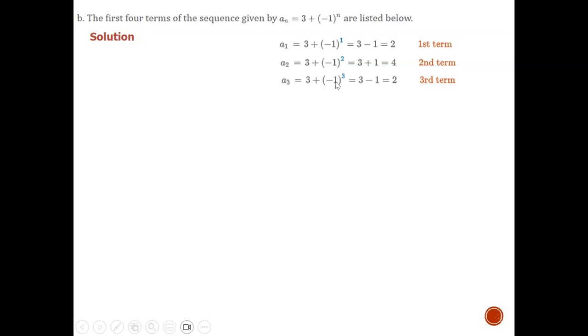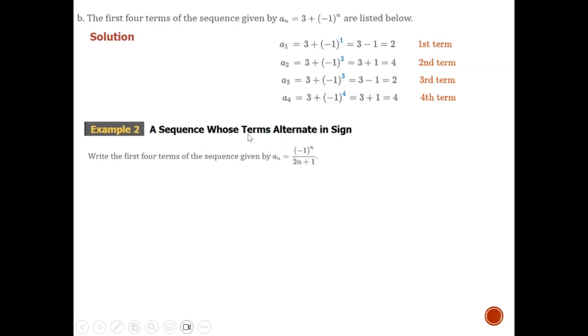a3 will be 3 plus (-1) cubed. When negative 1 is cubed, it's negative 1. So this becomes 3 minus 1, which is equal to 2. And a4 will be 3 plus (-1) to the fourth power. Negative 1 to the fourth power is equal to 1. So 3 plus 1 is equal to 4. If you notice, this keeps alternating: 2, 4, 2, 4, and eventually that's the pattern. For every odd term, it's going to be 2. When it's even, it's going to be 4, and so forth.